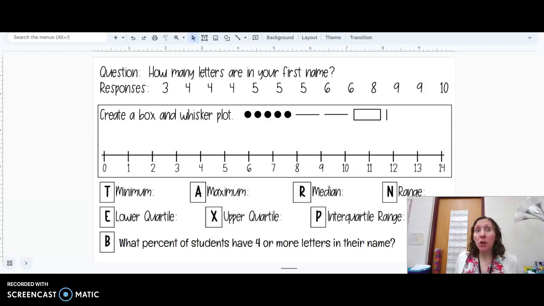Today I'm going to teach you how to create a box and whisker plot so you will know how to read one. So a group of students was asked, how many letters are in your first name? And these are their responses.